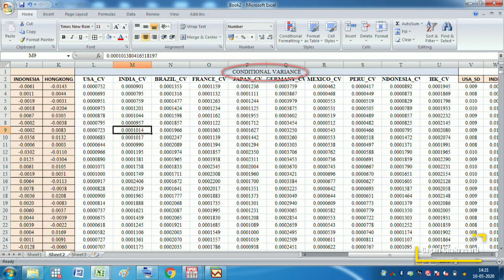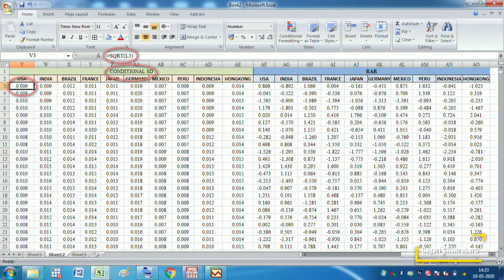Now what is the risk-adjusted return? By definition, risk-adjusted return is the return divided by the standard deviation. Therefore, we need to calculate the conditional standard deviation by taking square roots of the conditional variances. Here, we may mention that often the risk-adjusted return is defined as Ri minus Rf by SD. It is similar to the Sharpe measure. And Rf is the return on a risk-free asset.